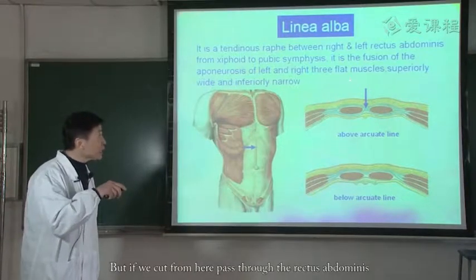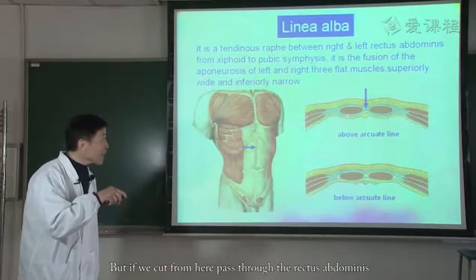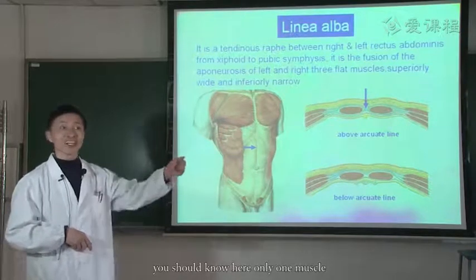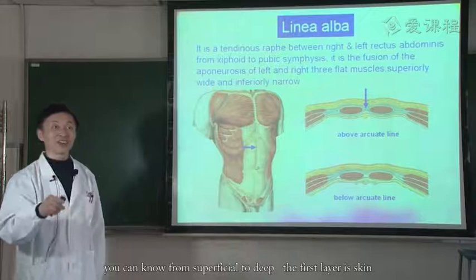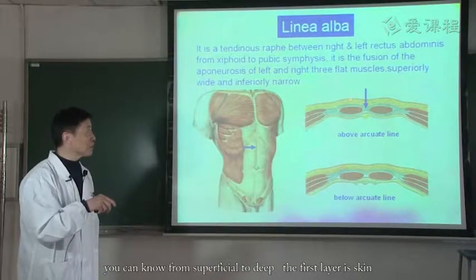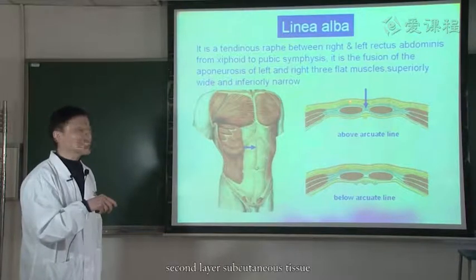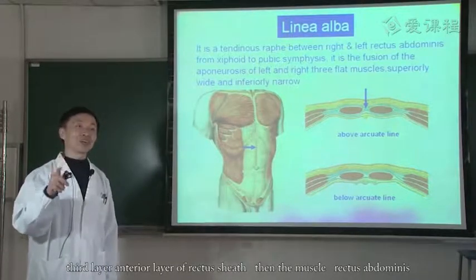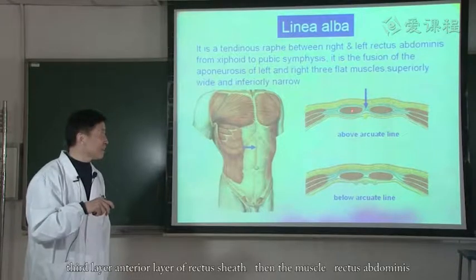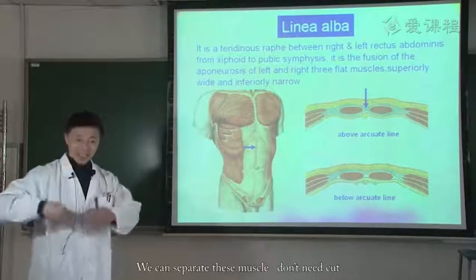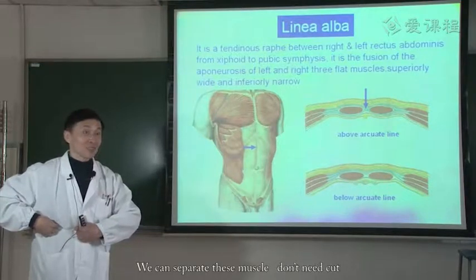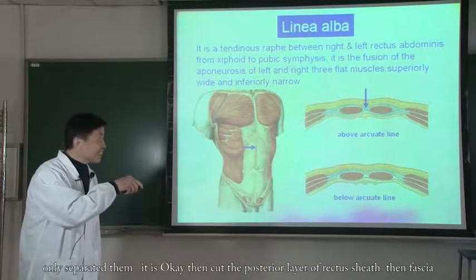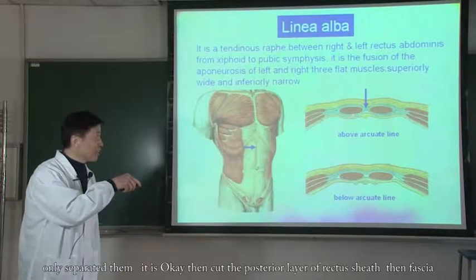But if we cut from here, passing through the rectus sheath and rectus abdominis, you should know here there is only one muscle. You can know the layers from superficial to deep. The first layer is also skin. Second layer, subcutaneous tissue. Third layer, anterior layer of the rectus sheath. Then the muscle, rectus abdominis. We can separate this muscle. We don't need to cut it, only separate it. Then cut the posterior layer of the rectus sheath, then the fascia.